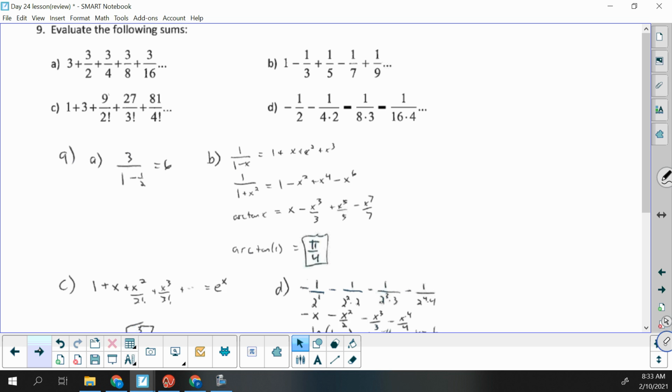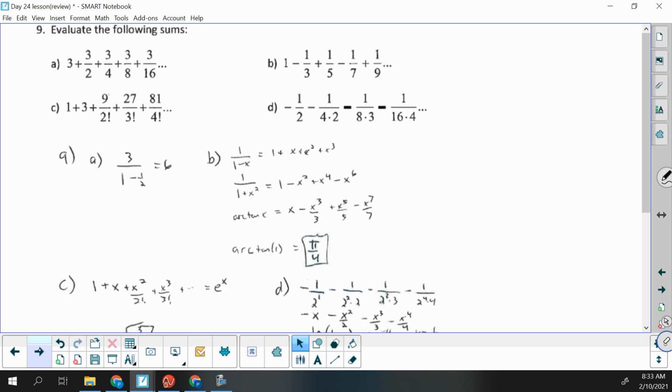We've got odd bases, so we want to think eventually that we're going to have arctan there. Arctan is x minus x cubed over 3 plus x to the fifth over 5 and so on. And we just had 1's filled in for all of them, and arctan of 1 is just pi over 4.